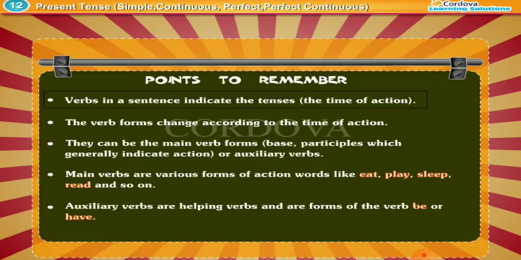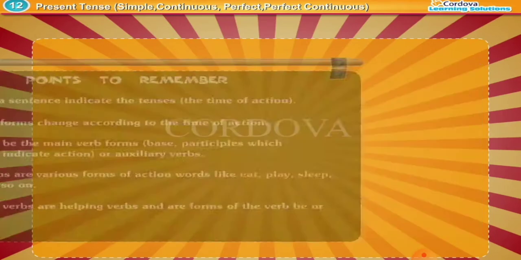Points to remember. Verbs in a sentence indicate the tenses, the time of action. The verb's form changes accordingly to the time of action. They can be the main verb form, base participles which generally indicate action, or auxiliary verbs. Main verbs are various forms of action words like eat, play, sleep, read, and so on. Auxiliary verbs are helping verbs and are forms of the verb be or have.